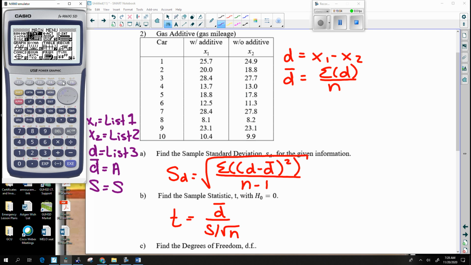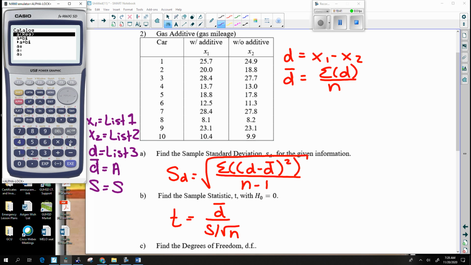All right, so we go to our calculator and we make this difference, which is list 1 minus list 2. That will create a list that is our difference. So I take that list answer and I store it as list 3. Okay, so now that is list 3. Now I need to find this average, so I sum up those differences and divide by the number of numbers, and I'm going to store that as my average, which is going to be the letter A.